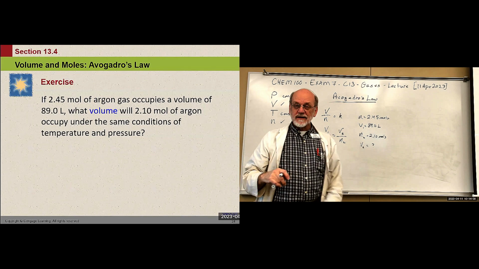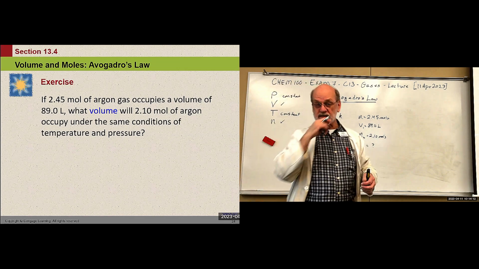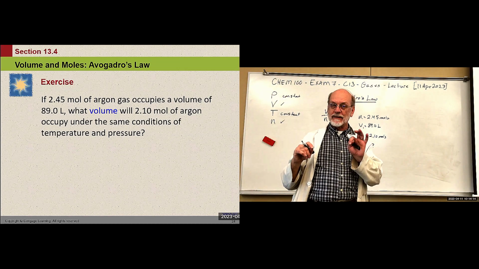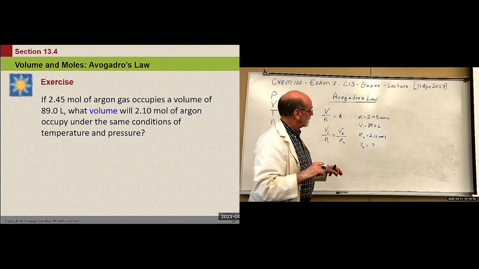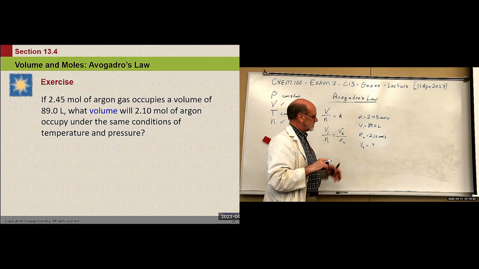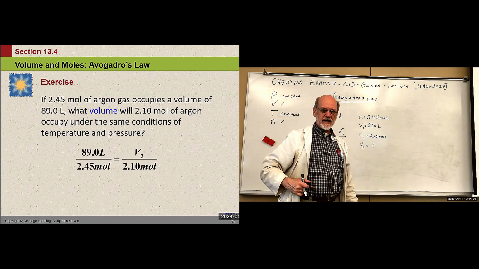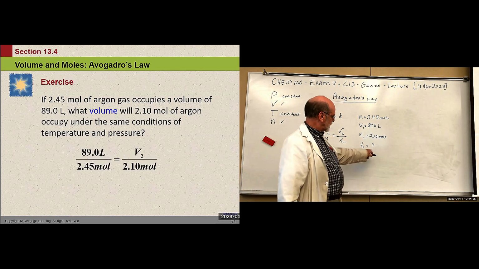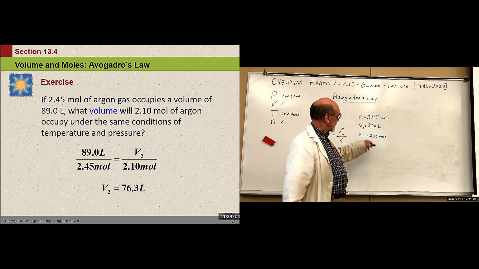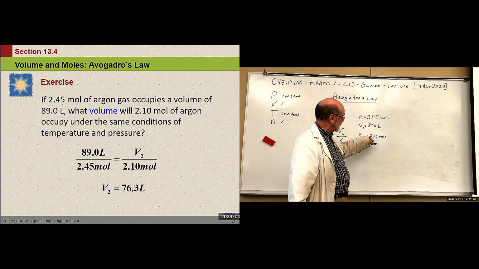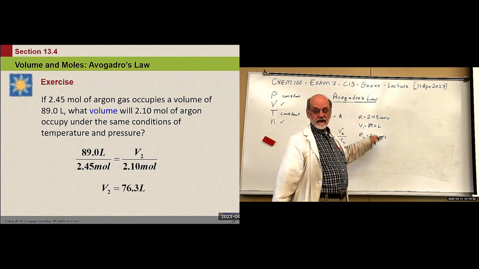And notice they tell us it's argon, but it doesn't matter what the gas is. It's going to respond the same. Under the same conditions of temperature and pressure, the gas will behave exactly the same. So we set it up like that. There's our unknown. Solve for our unknown and find that if you decrease the number of moles, you decrease the volume to 76.3 liters.